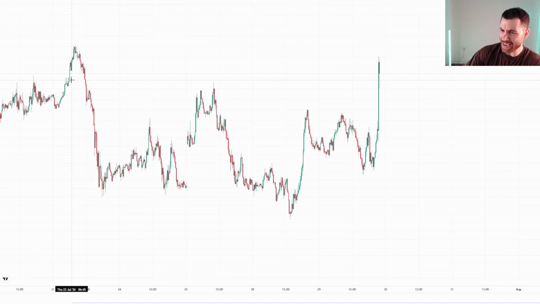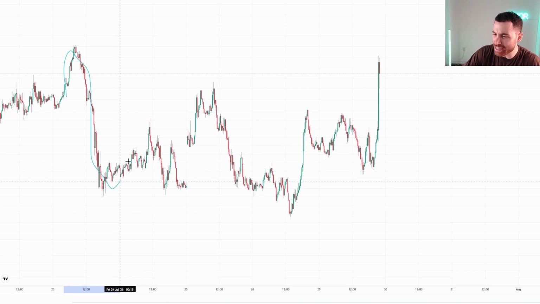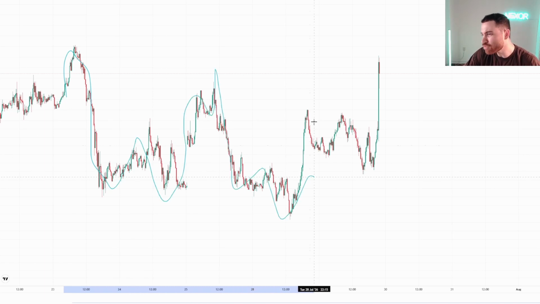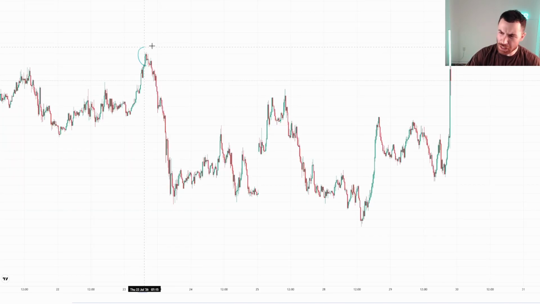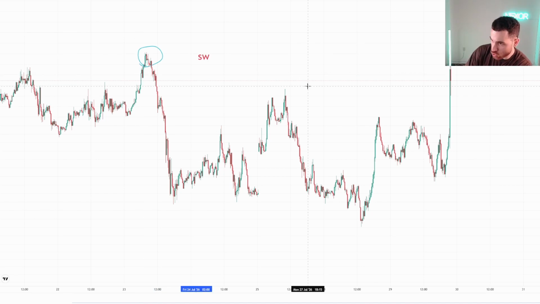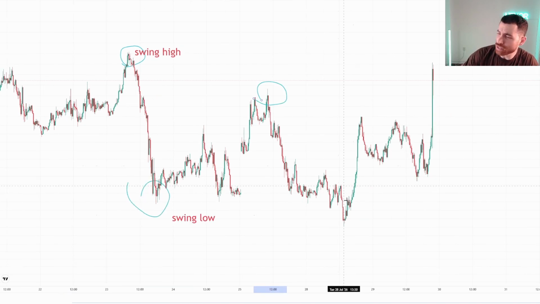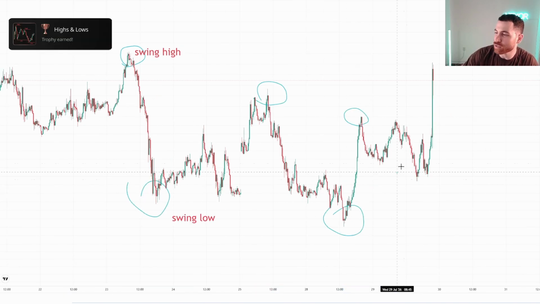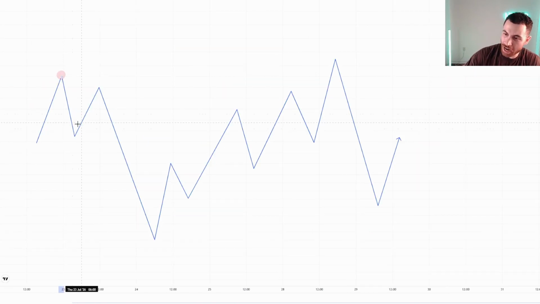The next thing you may ask is, what are these highs and lows and what are these movements? What are these called? This is what we call a swing high. Swing high. Nice. This is what we call a swing low. Swing high, swing low, swing high, swing low. You get the picture. Look at this. This is a high, this is a low, this is a high, this is a low.